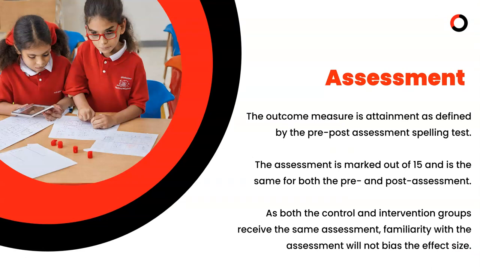The assessment. The outcome measure is attainment as defined by a pre and post spelling test. The assessment is marked out at 15 and is the same for both the pre and the post assessment. From the words that you've selected, the original 20, pick 15 of these, and this will form your pre and post assessment, but keep them the same for both. As both the control and the intervention groups receive the same assessment, familiarity with this will not bias the effect size.